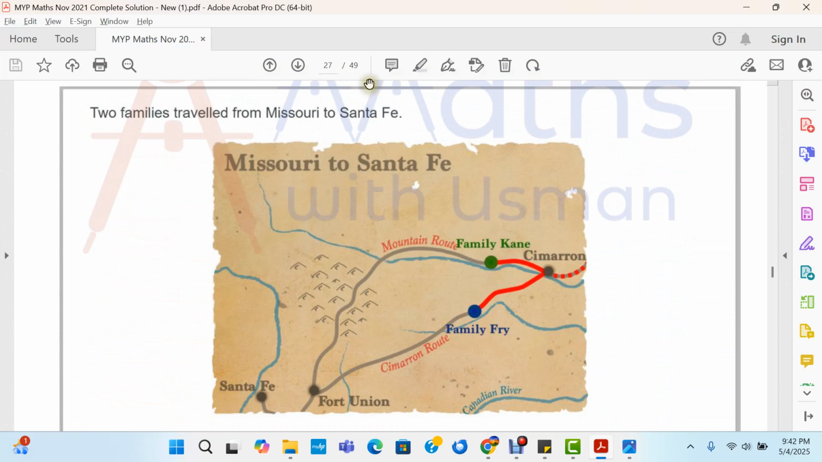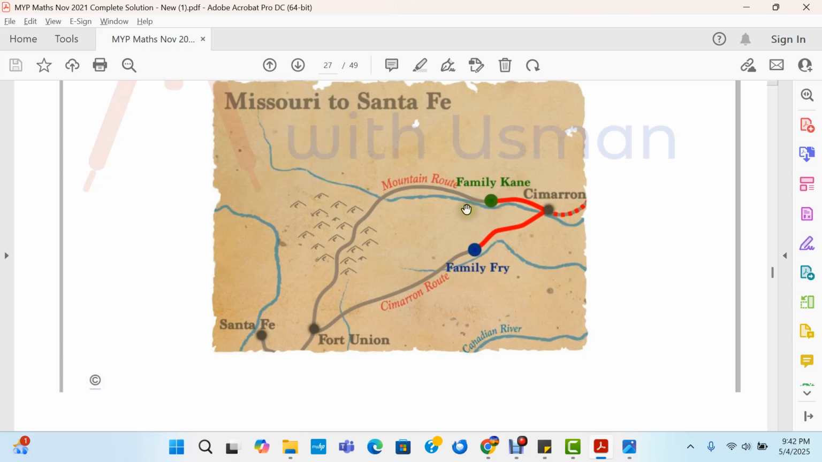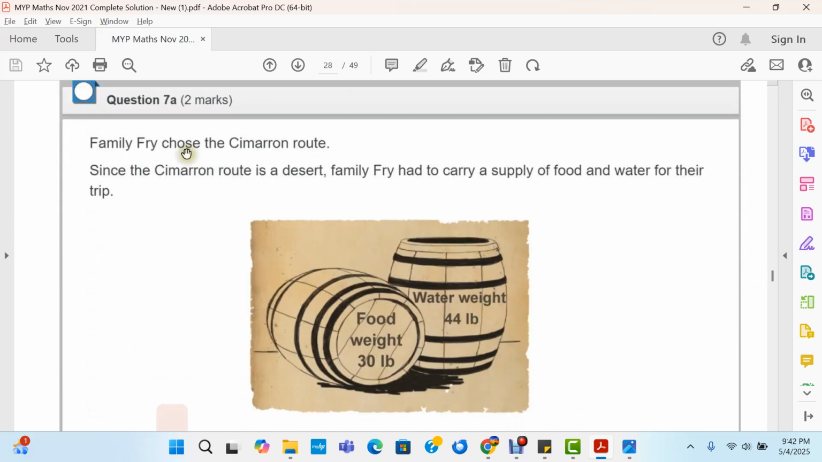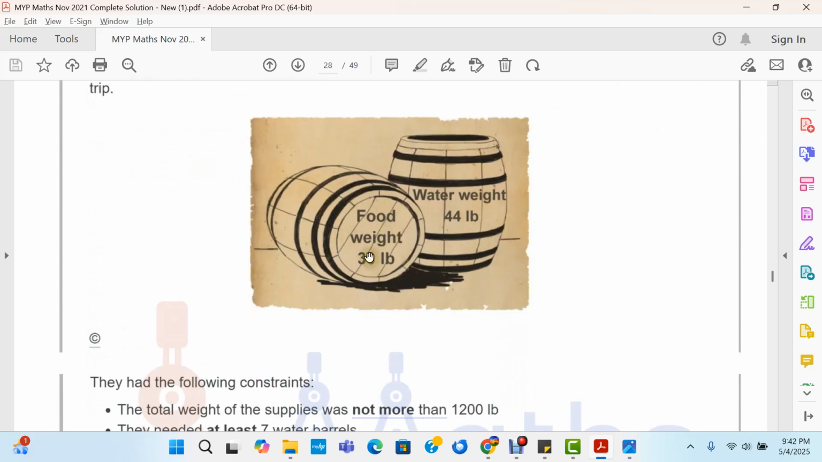So we have two families who traveled from this location to this location. One family, Kane, chooses the mountain route, family Fry chooses the Cimarron route. Family Fry chooses this route and it's a desert. They have to carry food supplies and water. Every food barrel is 30 pounds. Every water barrel is 44 pounds.